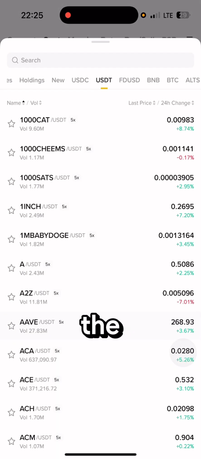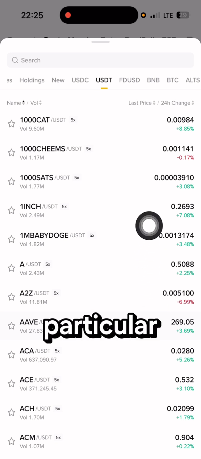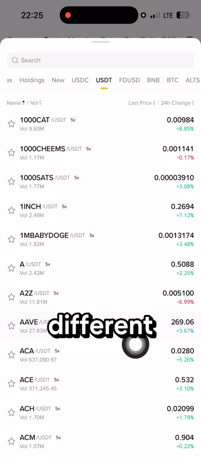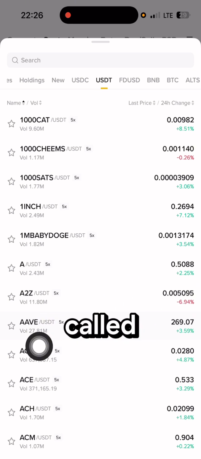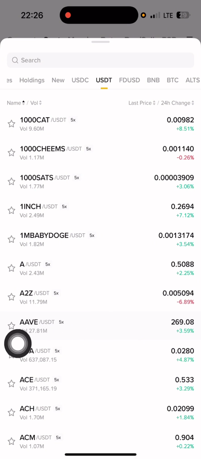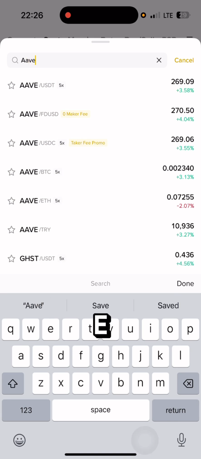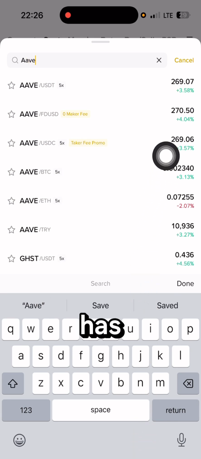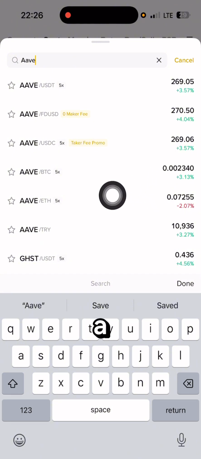Now the aim of arbitrage is very simple. All we do is take advantage of the different prices of a particular cryptocurrency in different markets, if I should put it that way. For instance, this coin called AAVE, if you make a very quick search of AAVE, you get to realize that this coin has a lot of markets still trading that same AAVE.